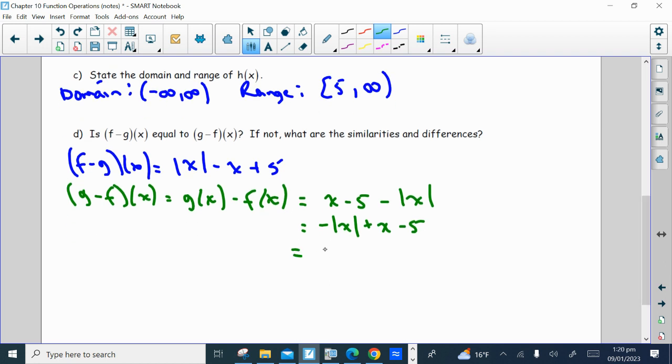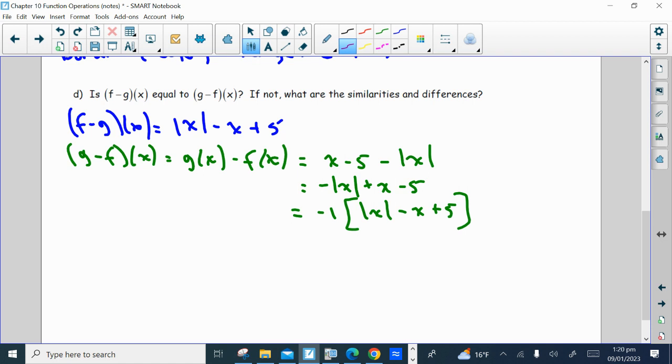You see, if you take out a common factor of negative 1 out of this, then that equation inside the brackets is the same as f take away g at x. So g take away f is the same equation as f take away g, except there's a negative 1 in front, and that negative 1 is an a value of negative 1, which means that the two graphs are connected by a reflection over the x-axis. That's what happens when a is negative, right? Reflection over the x-axis.